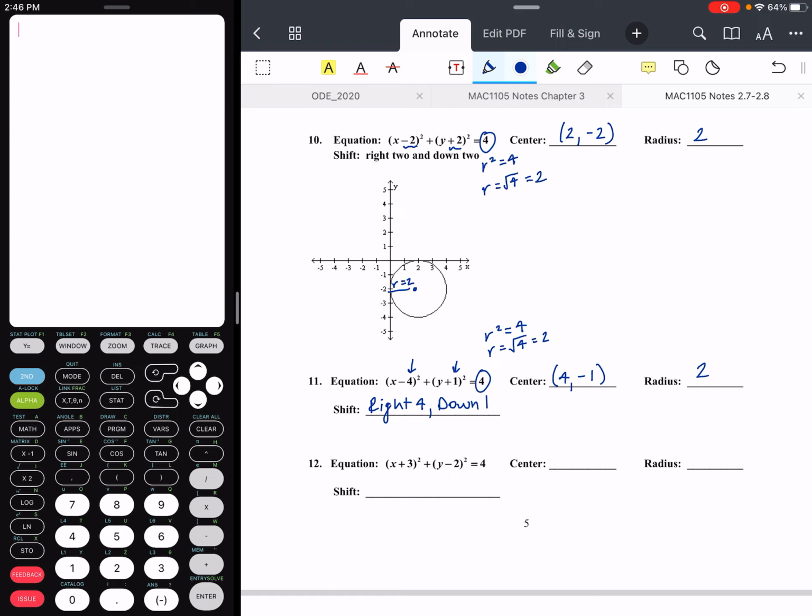And number 12: (x + 3)² + (y − 2)² = 4. Center at (−3, 2). The radius again, if r squared equals 4, then my radius equals the square root of 4, which is again 2. To shift to the center of (−3, 2), I would have to go to the left 3 to get to −3 for my x, and then up 2 to get to positive 2 for my y.